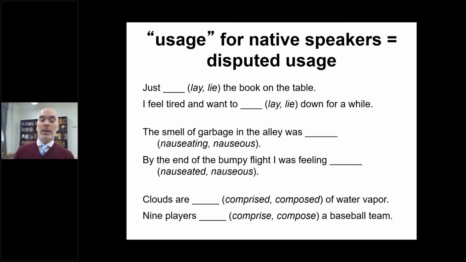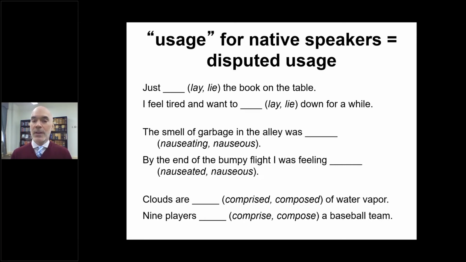And finally, the next one is also about transitivity. Clouds are composed or comprised of, and then nine players compose or comprise a baseball team. So again, this is about transitivity for the most part, and what we do see is, I've got to move my screen, clouds are composed of water particles, and nine players comprise a baseball team. So this is what usage means in the dictionary, getting into these distinctions. And again, some of these distinctions are so subtle that you may never have known that they were controversial.